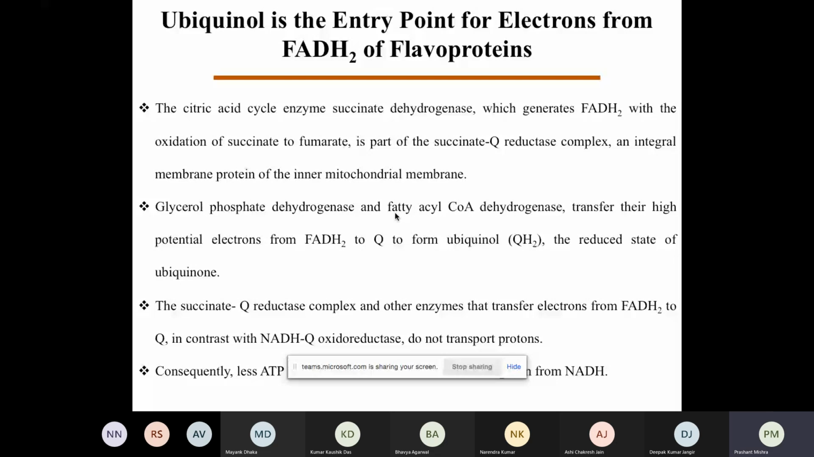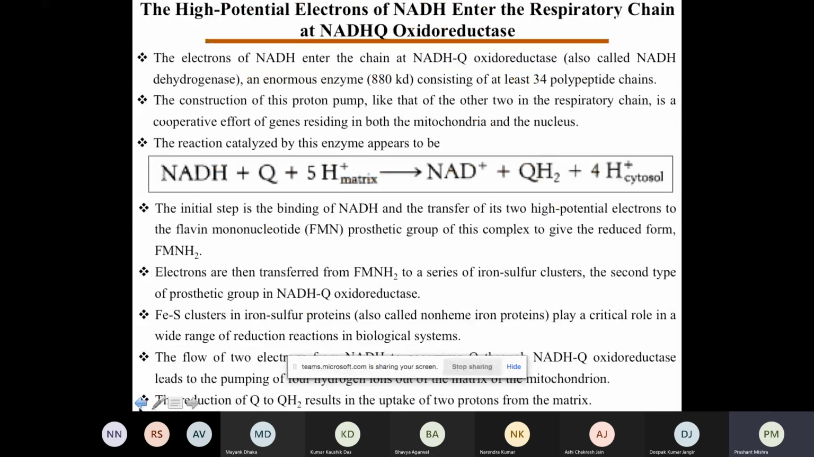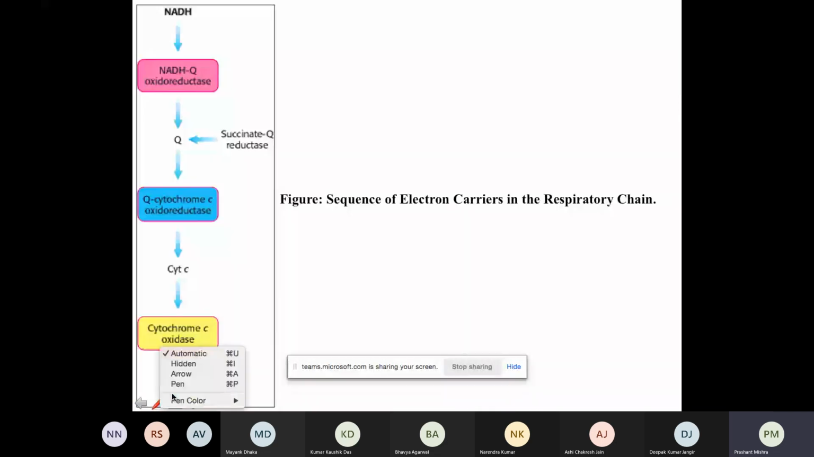Now, succinate Q reductase complex and other enzymes that transfer electrons from FADH2 to Q, in contrast to NADH-Q oxidoreductase, do not transport protons. What does it mean? This I have shown you earlier, that at this place, protons are being pumped out. If an electron moves through this, it is going to pump out a proton. This is going to pump out a proton. So at all these places, when an electron is transferred, there is a pumping of the proton.